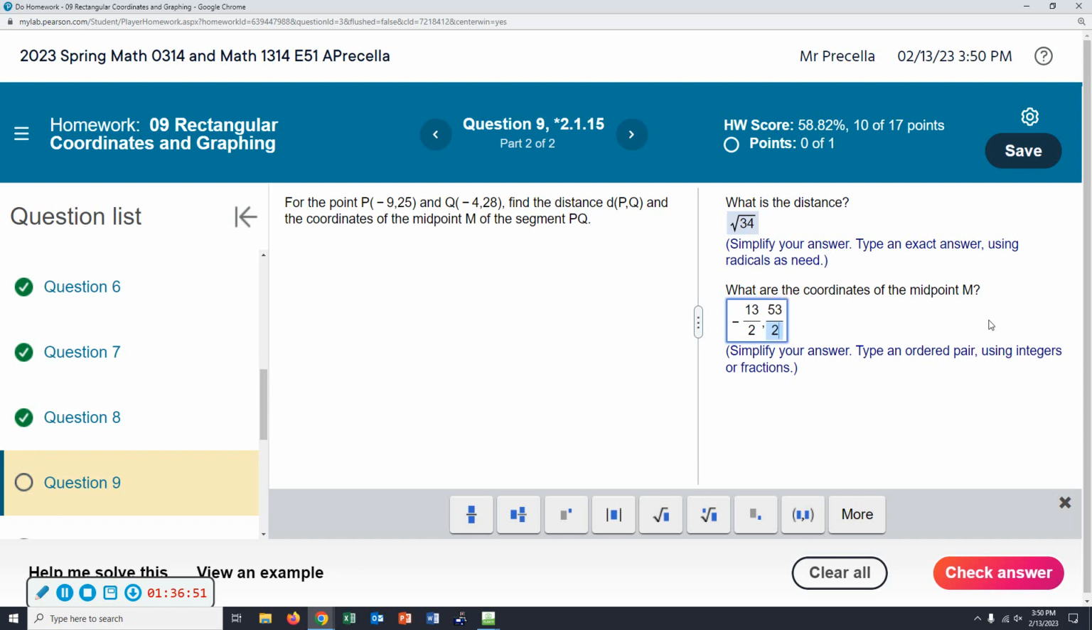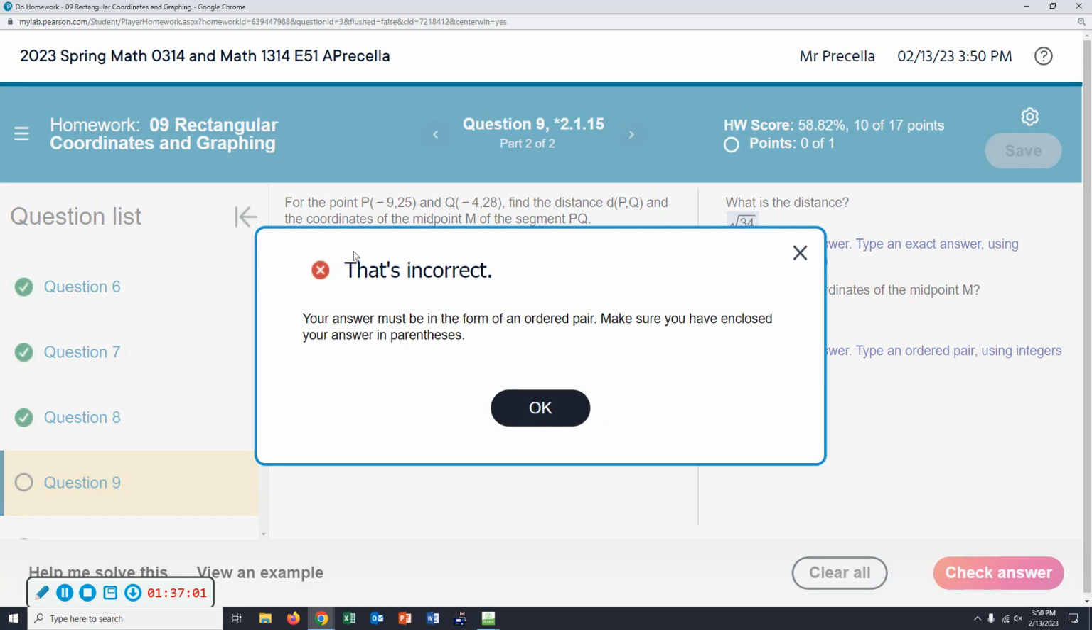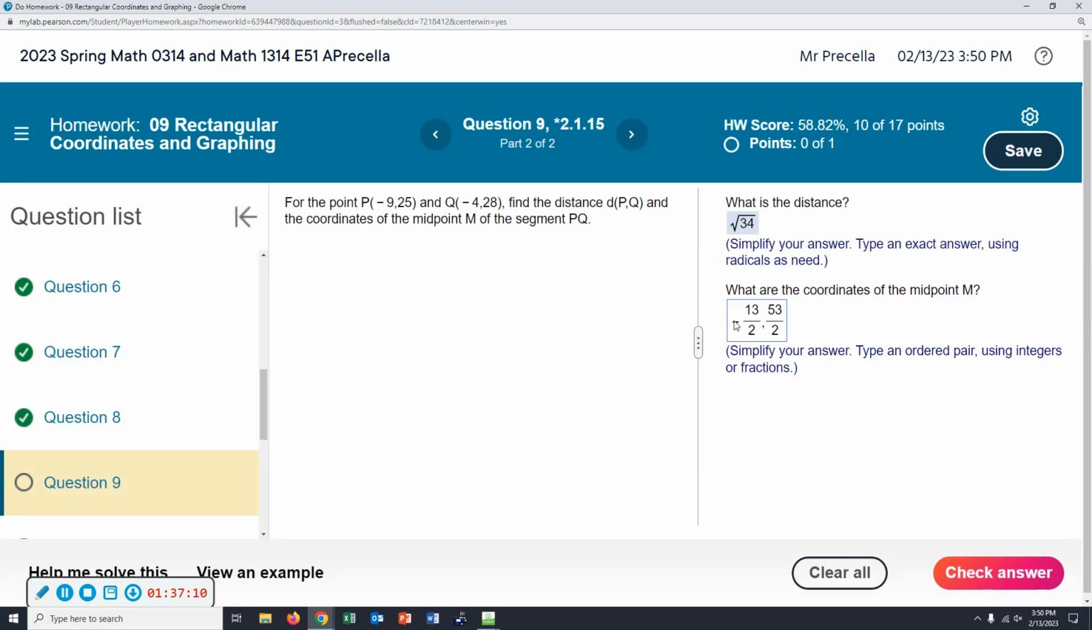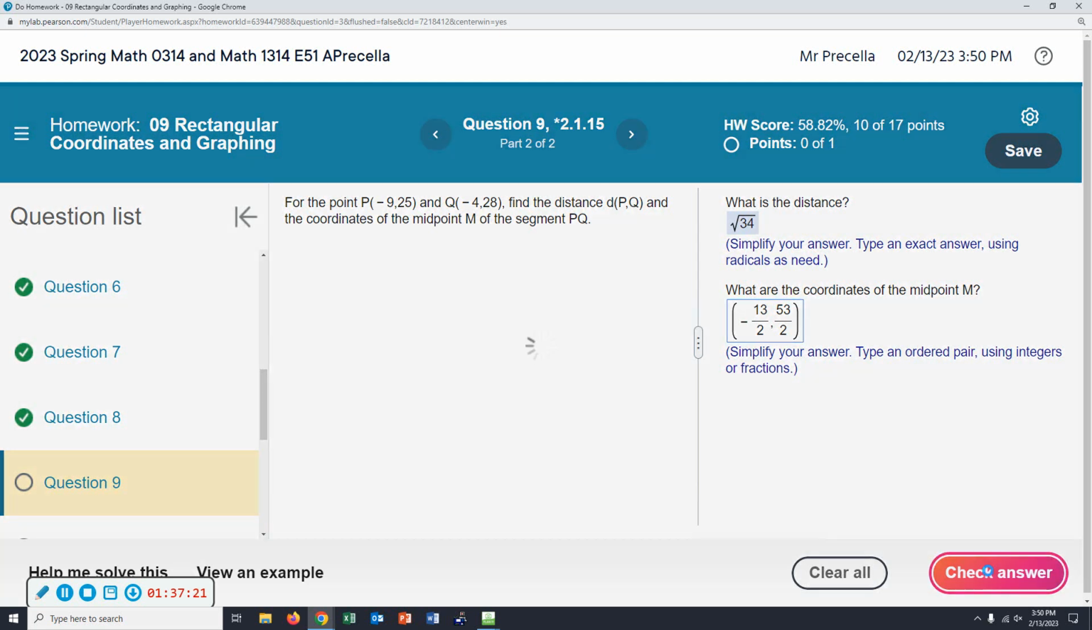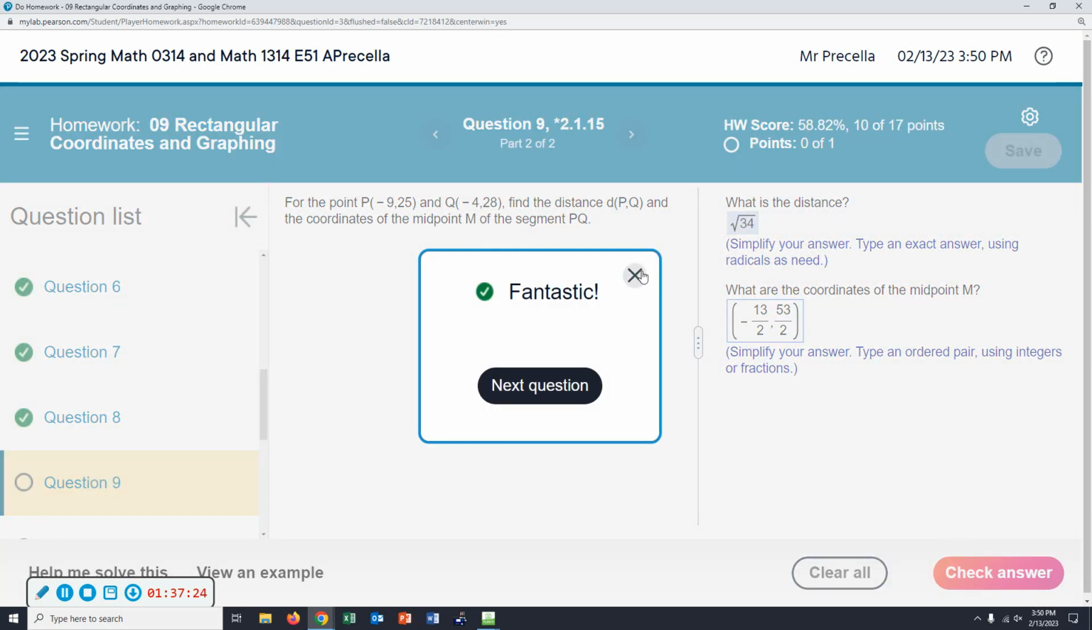What's going to happen if I say check my answer? Yes, say it. Put the parentheses. Yes, your answer must be in the form of an ordered pair. Make sure you've enclosed your answer in parentheses. Okay. Very observant of you. Parentheses and parentheses. Okay.